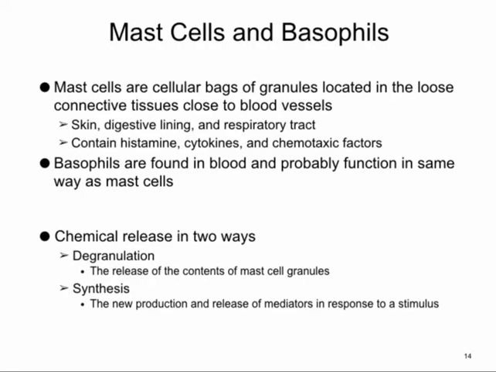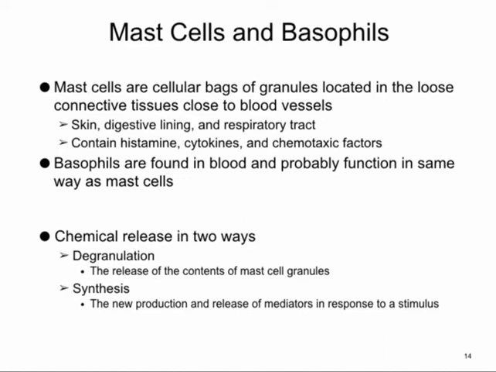When you hear about mast cells, this obviously is part of your innate immune response, but they technically call them a cellular bag of granules, located in the connective tissues, very close to the blood vessels. They're present in multiple tissues like your skin, your digestive lining, your respiratory tract, but in these granules they contain things like histamine or cytokines or chemotactic factors. So these are all those first responders during that innate immune response. Obviously, it has a big impact on that. Basophils is another one, too.